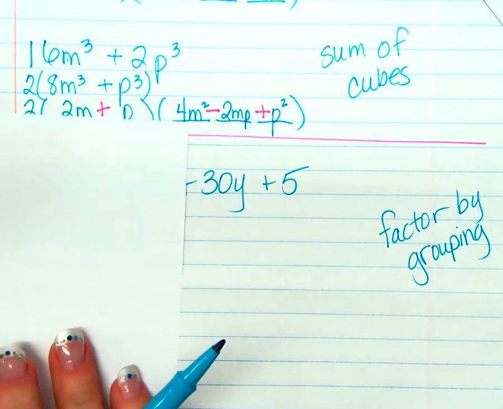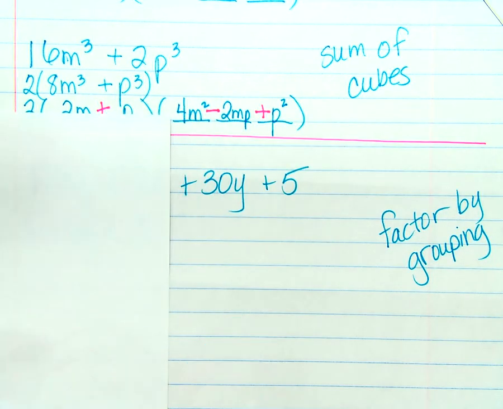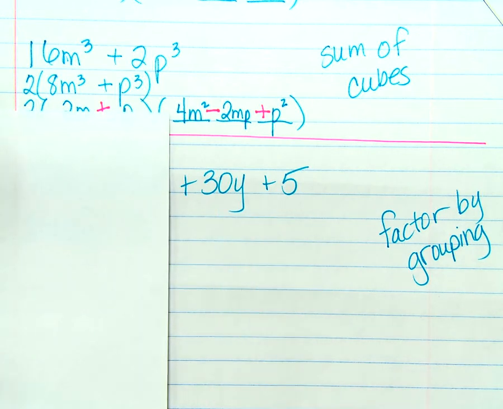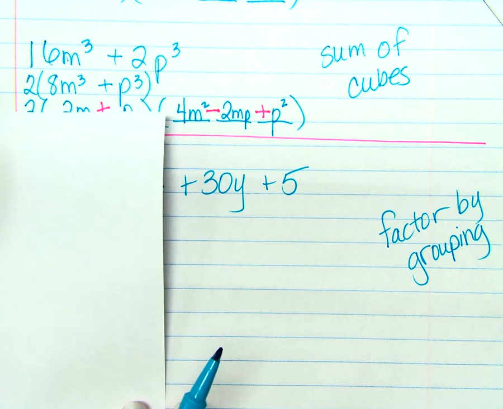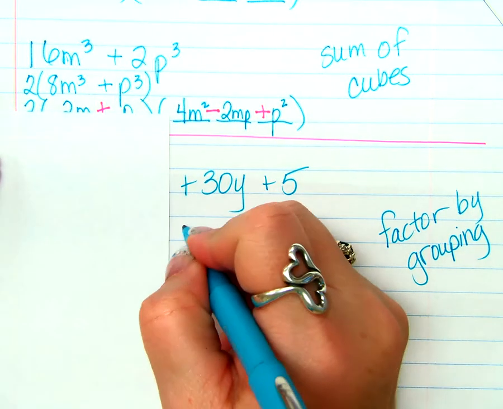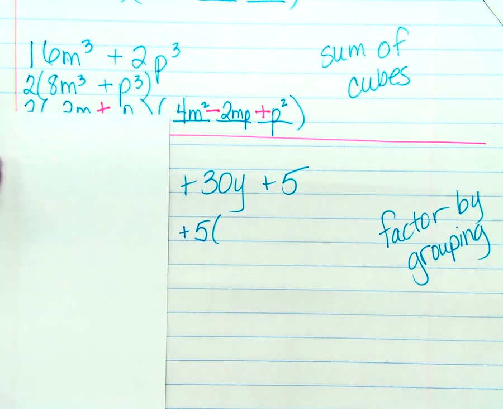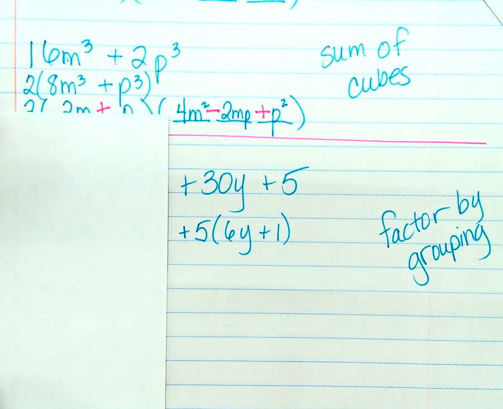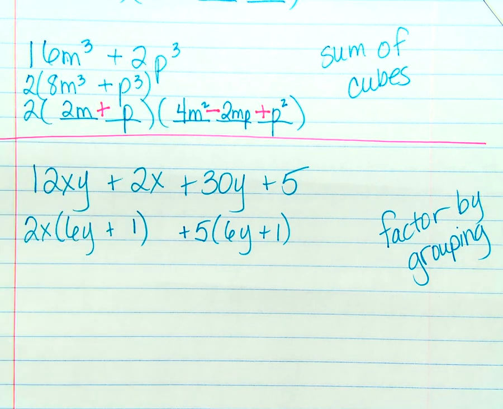No. Then ignore what I just did for just a moment and just look at the last 2 terms. Is there anything common in the last 2 terms? 5. What's left when I divide a 5 out of each term? 6y plus 1. Is there anything else I can do to that? Now, look at them. You notice anything? What's the same?